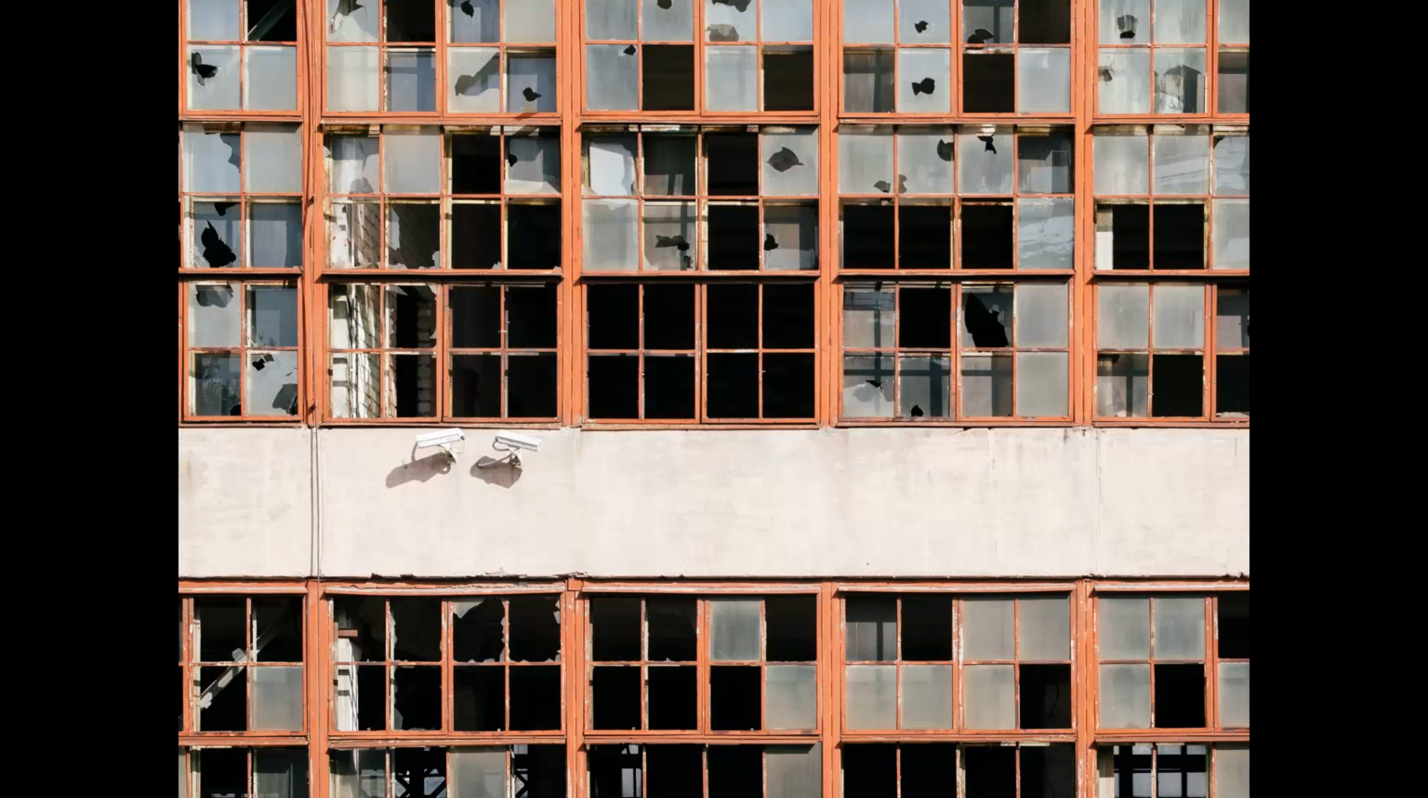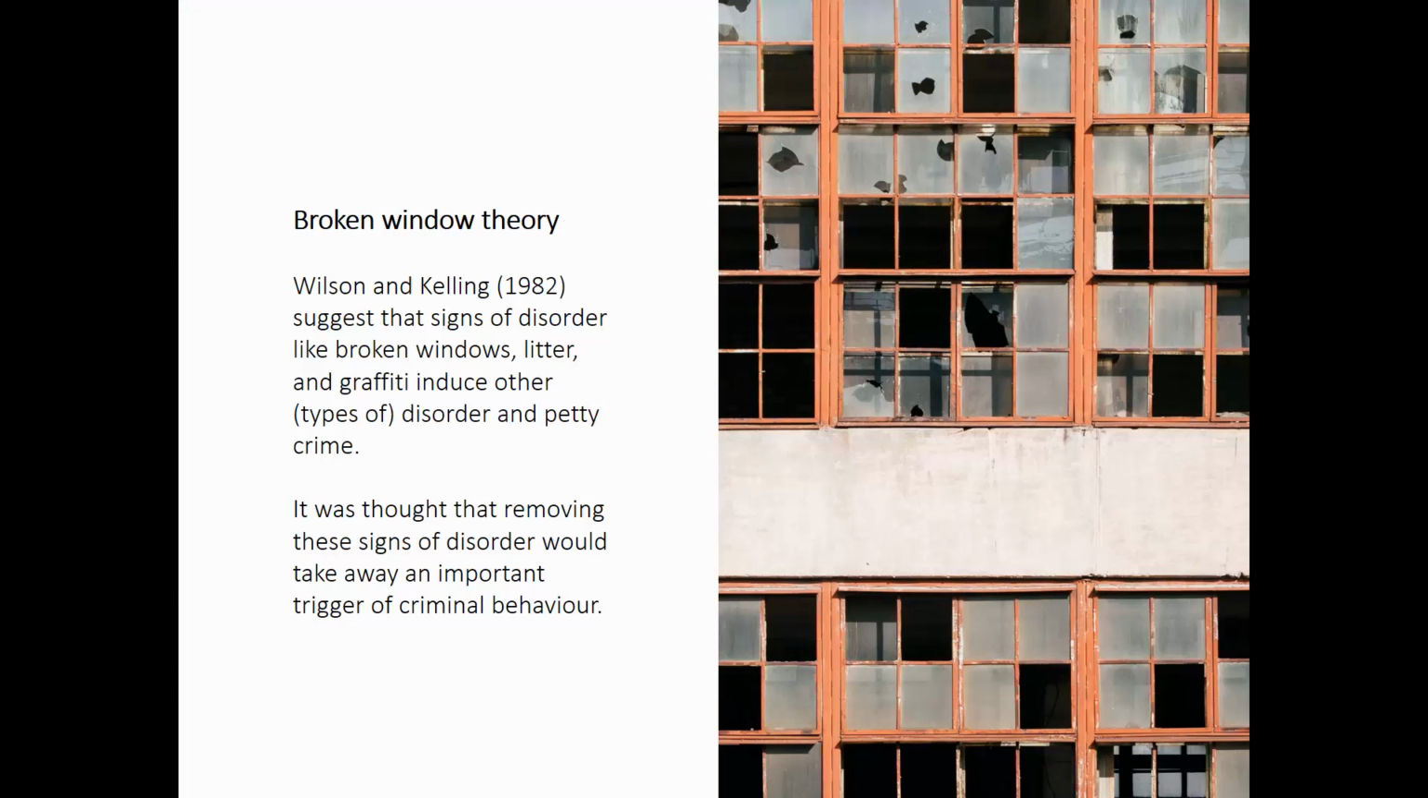Well, this builds on the idea of broken windows. Broken window theory goes back to the criminologists Wilson and Kelling, who suggested that signs of disorder like broken windows, litter, and graffiti induce other types of disorder and petty crime. The idea is that people observe some crime or some norms being broken, some disorder, and that makes them more likely to conduct some disorder themselves. The floodgates get opened, right? People see others already don't adhere to the rules. Why should I adhere to the rules? And then it was thought that removing these signs of disorder would take away an important trigger of criminal behavior.